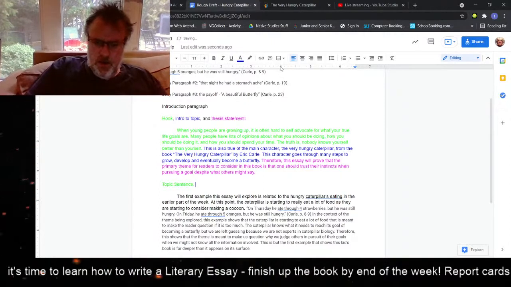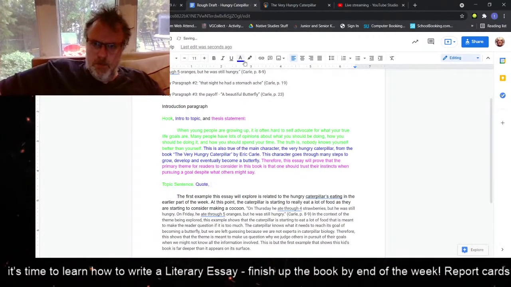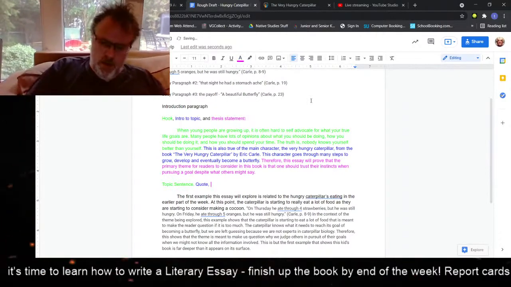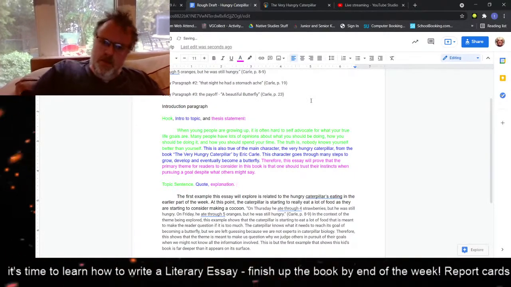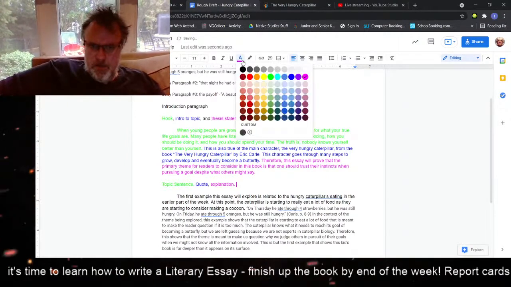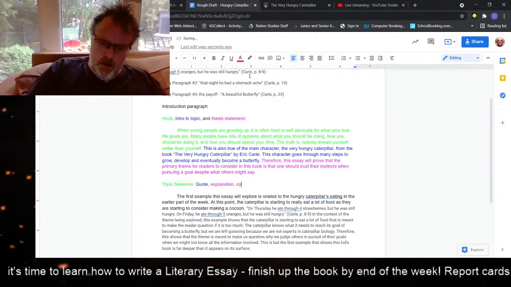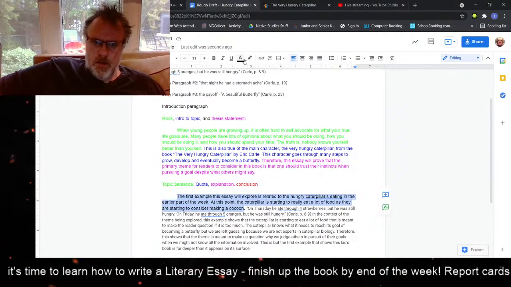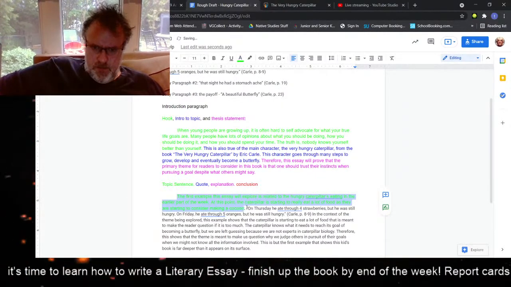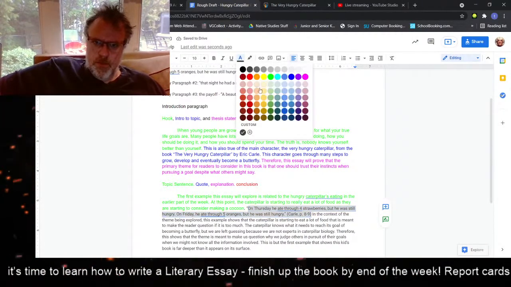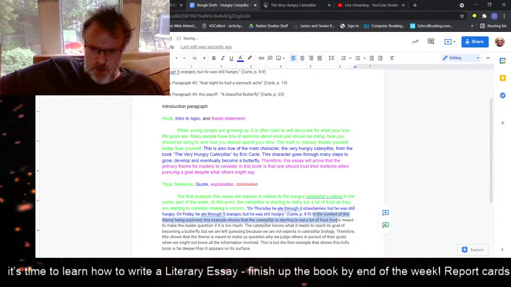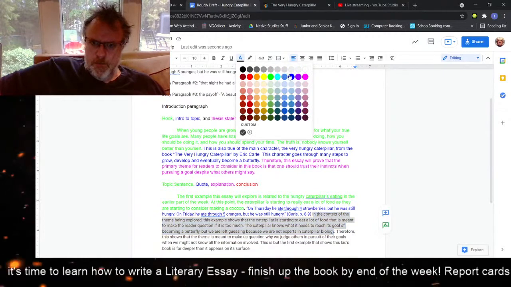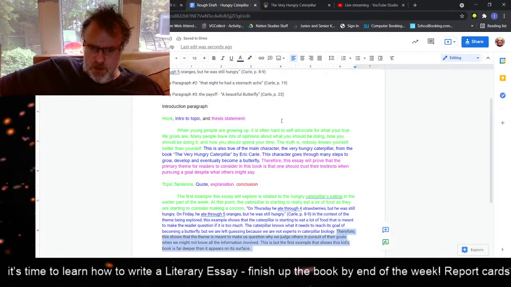Blue will be quote. Purple will be explanation. And then, I don't know, we'll say red will be conclusion. Okay? So, topic sentence is right here. Quote is right here. Explanation is right here. And conclusion is right there.